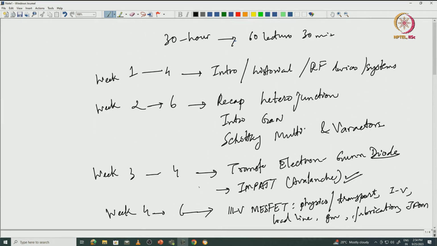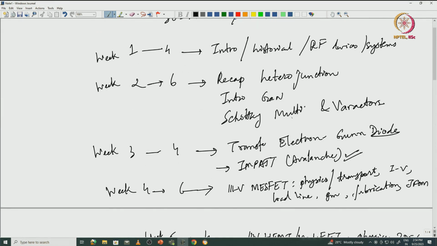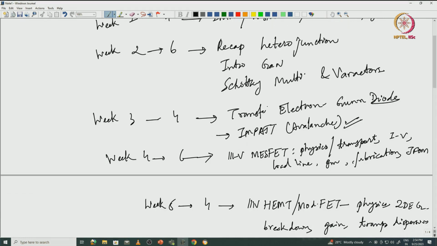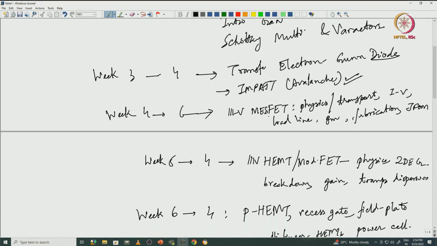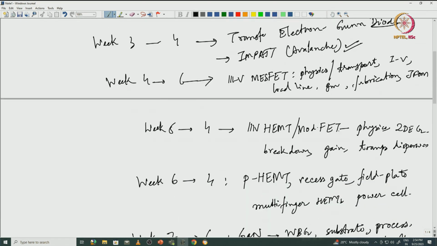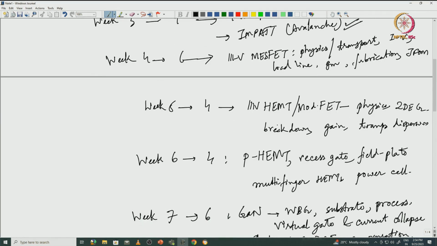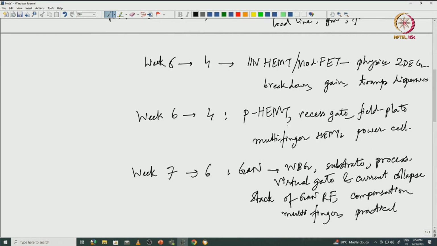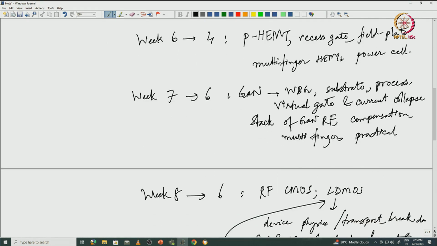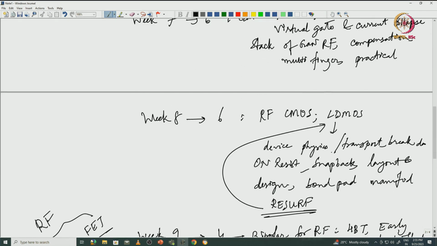So, we will go through it again. In the first few lectures will be introduction, historical overview, then we recap heterojunction, we go through gallium nitride basics and Schottky multiplier varactors in general, then we talk about transfer electron devices like the Gunn diode and impact diode, which is an avalanche device, then we talk about III-V gallium arsenide based MESFET in detail, then gallium nitride based HEMTs. Before that we will talk about general HEMTs of gallium arsenide and pseudomorphic HEMTs, including concepts such as recess gate, field plate, etc.